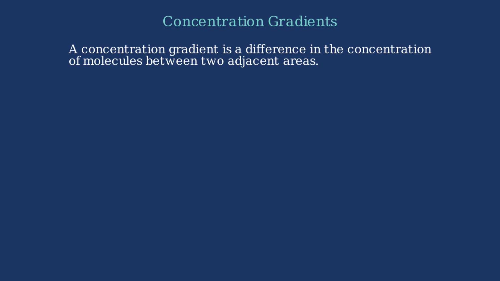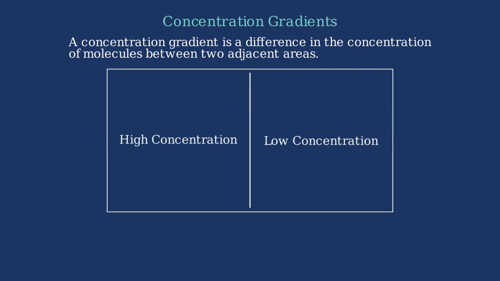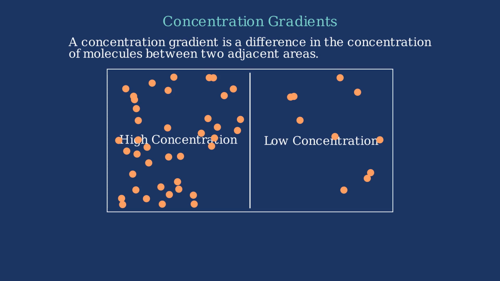Concentration gradients are fundamental to understanding facilitated diffusion. A concentration gradient exists when the concentration of molecules differs between two adjacent areas. Let's visualize a cell membrane with a high concentration of molecules on one side and a low concentration on the other. The membrane contains transport proteins that allow specific molecules to pass through in a process called facilitated diffusion.